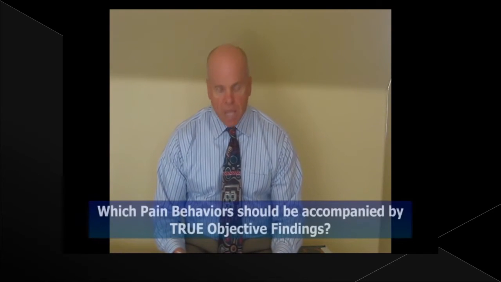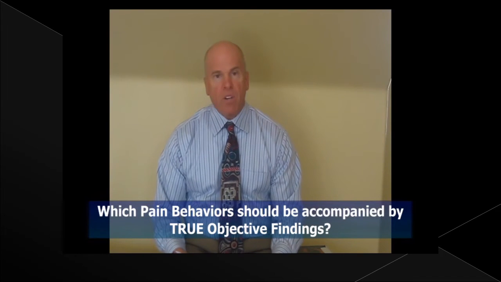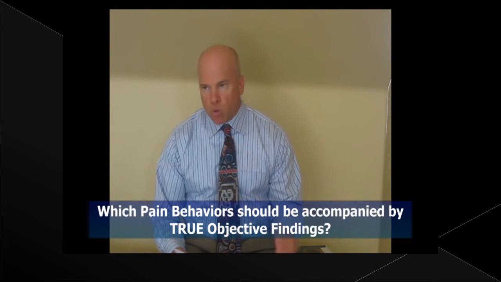And some of them are just general behaviors that indicate that the examinee is not feeling well, is having general pain throughout their body. And we'll separate those out. And then finally, I want you to ask yourself, as you look at each of these pain behaviors, which of these pain behaviors should be accompanied by true positive physical examination findings on your physical exam? And what would some of those positive objective findings look like?